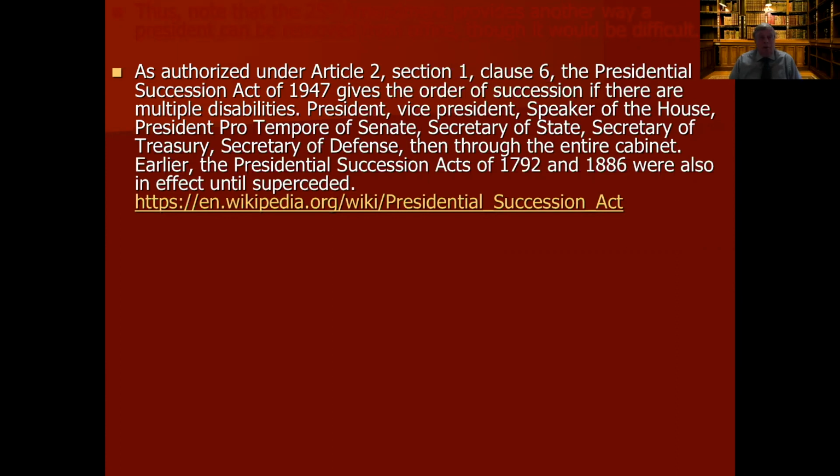Earlier, the Presidential Succession Acts of 1792 and 1886 were also in effect until they were superseded. And if you want to read more about that, go to the hot link that I have here below this bullet.